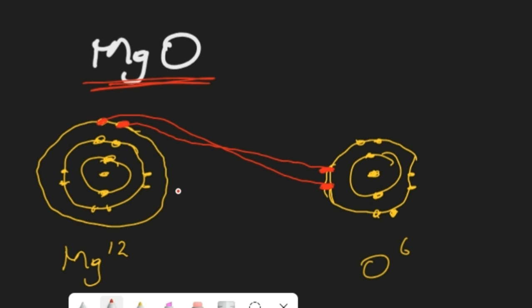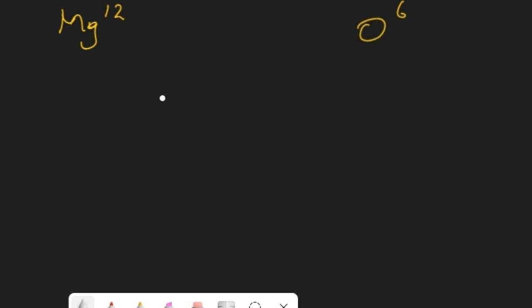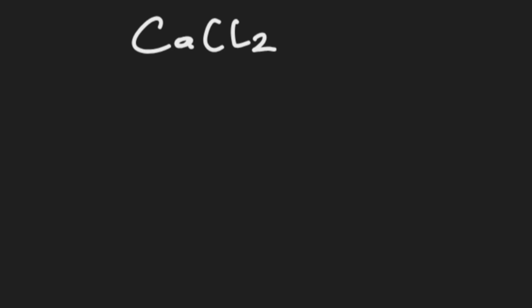I believe you understand. So let's look at another example, which is calcium chloride. Calcium chloride. Why is this Cl2? Why is this just 1 calcium and 2 chlorine atoms? Why is it like that? Let me show you. Now, as we all know, ionic bonding is between a metal and a non-metal.